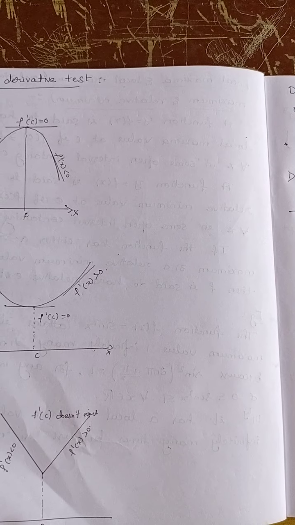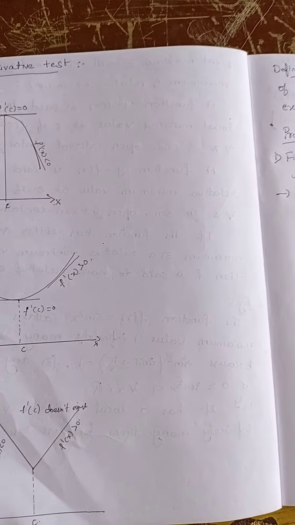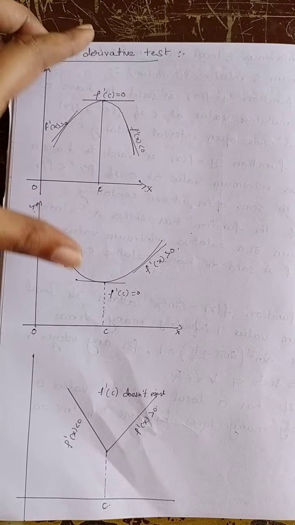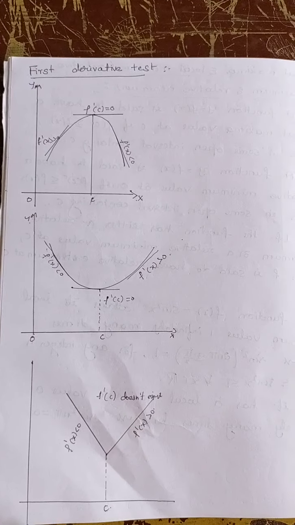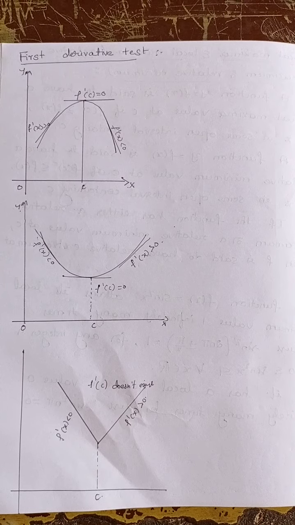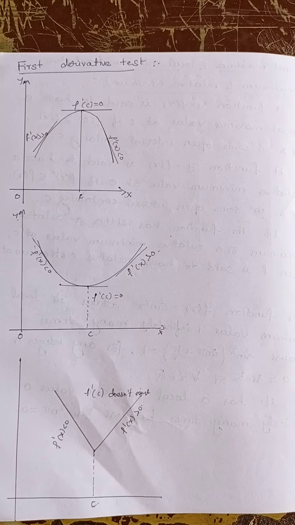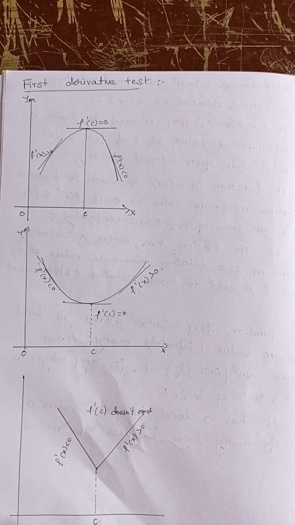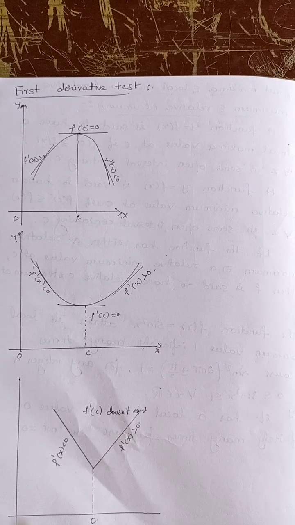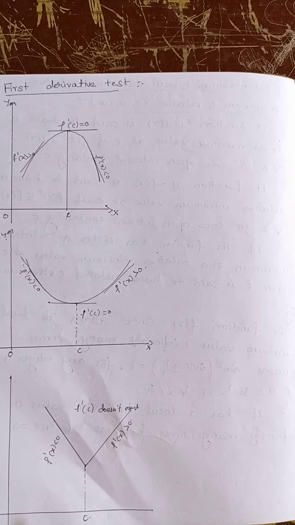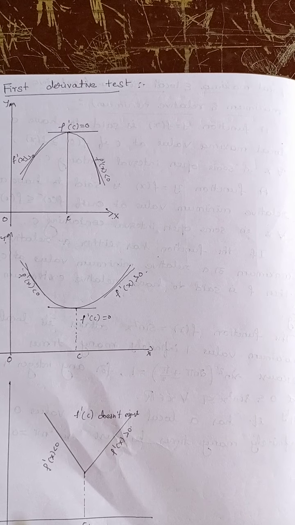In figures 1 and 2 we can see that there is a horizontal tangent present in this and this. Therefore f dash of c exists. If f dash of c exists, then a horizontal tangent is also present. Suppose f of x has a relative maximum at x is equal to c, then when x is less than c, f of x is increasing, and when x is greater than c, f of x is decreasing.